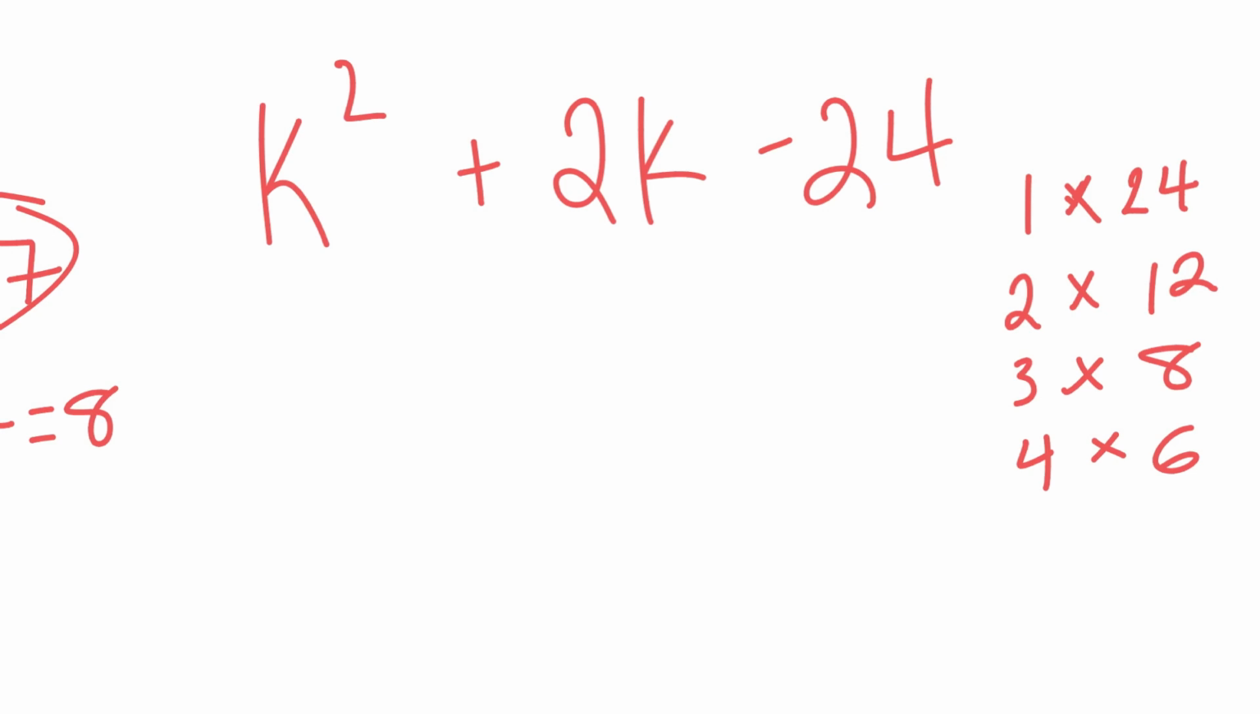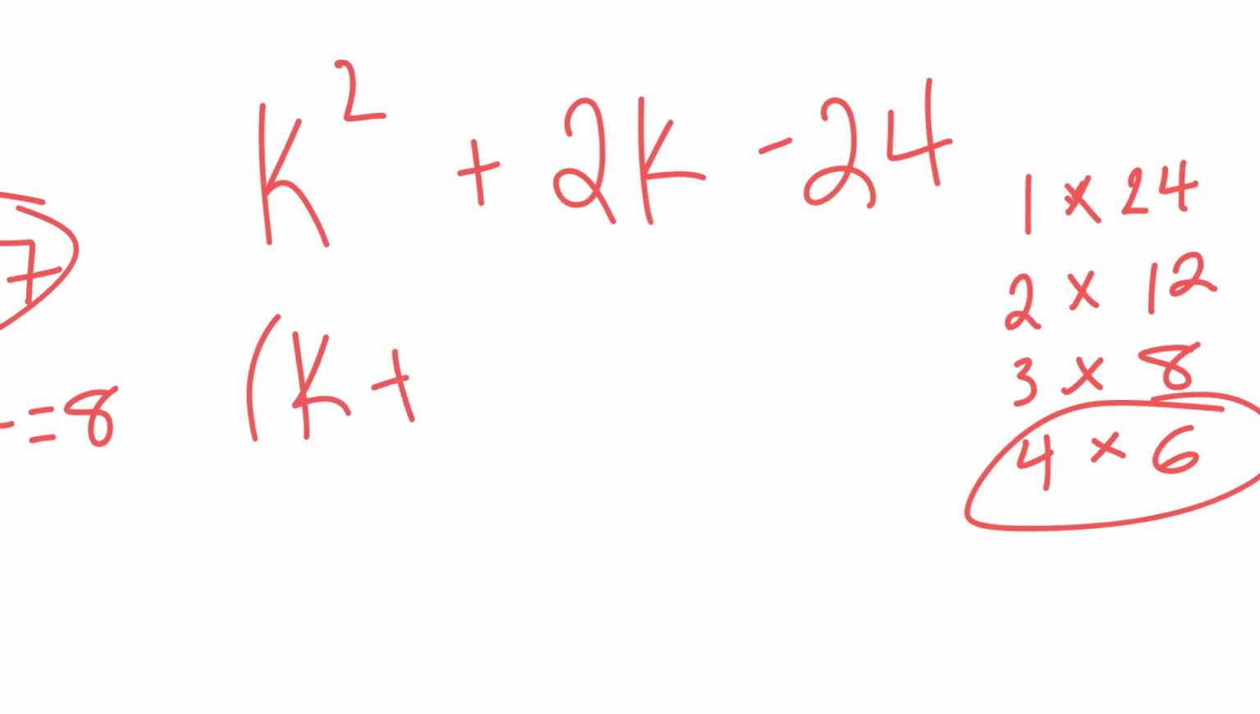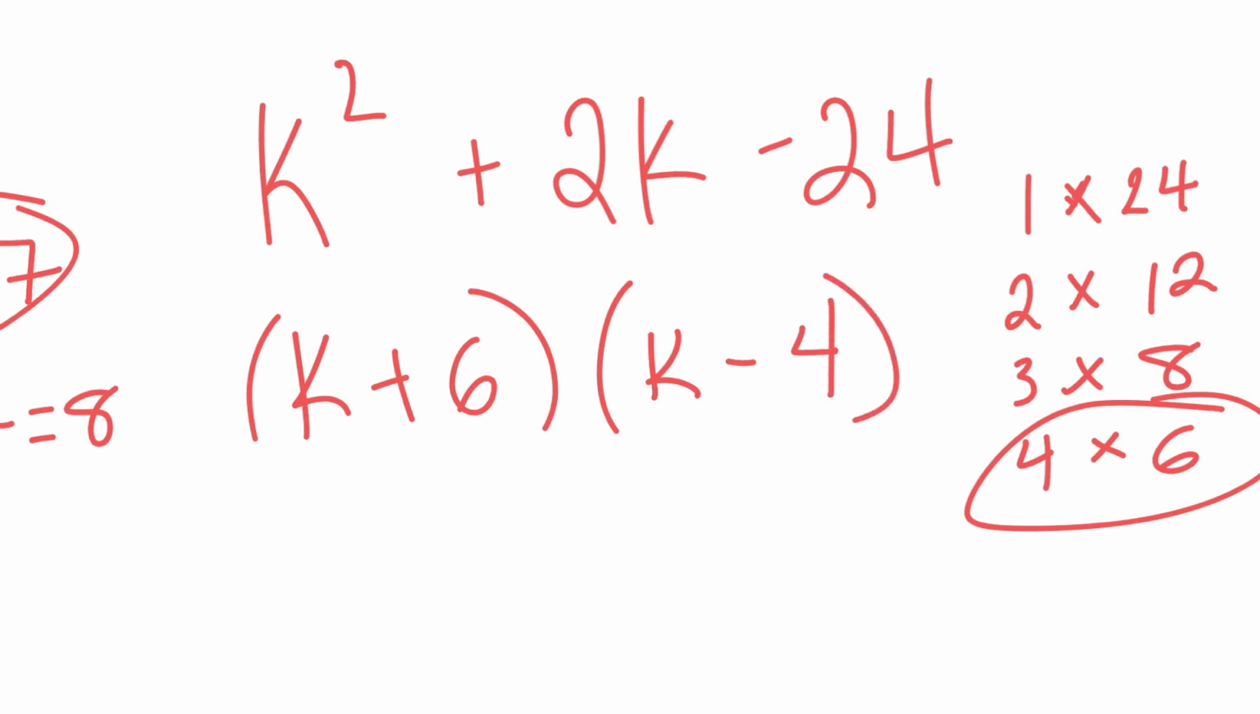So like I said before, we can add or subtract them, so they don't always have to be positive. In this case, it looks like the only possible way to get a positive 2 in the middle is to have a positive 6. So we're going to have k plus 6, and then we're going to have to subtract that 4, k minus 4. This, of course, will mean that our solutions are -6 and also a positive 4.